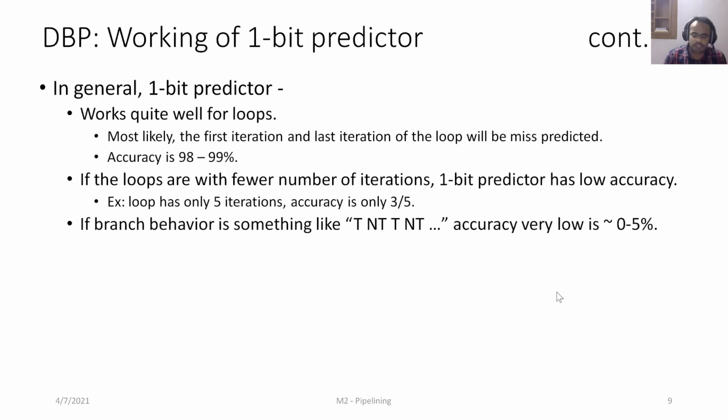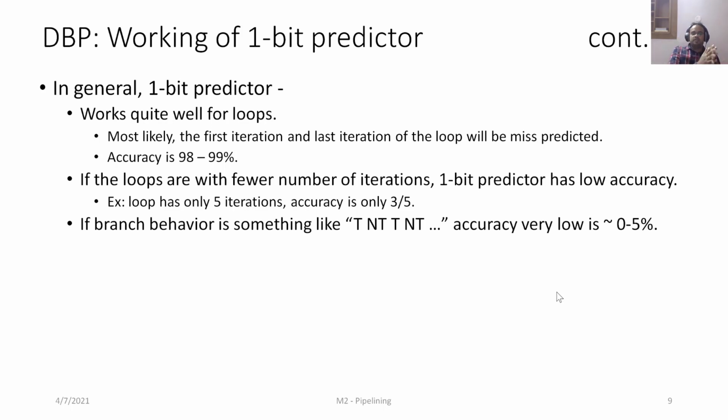And if the branch is behaving as taken, not taken and so on, the accuracy is even lower. This is what the discussion is on the 1-bit branch predictor. We are going to extend it further for 2-bit and n-bit branch predictors, and further we are going to extend it considering the histories of multiple branches together.